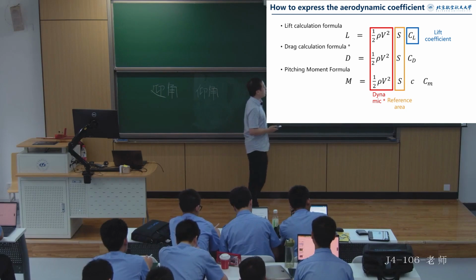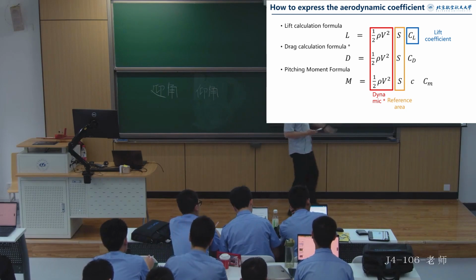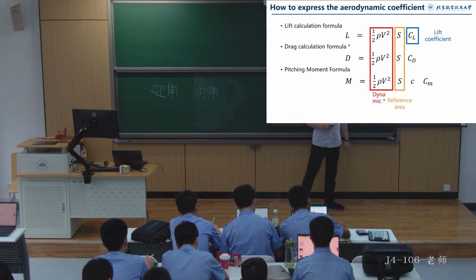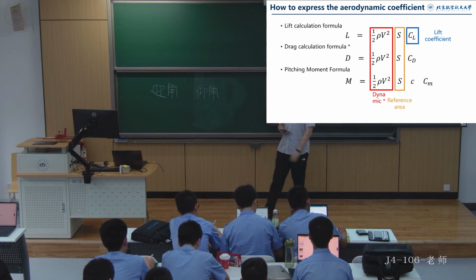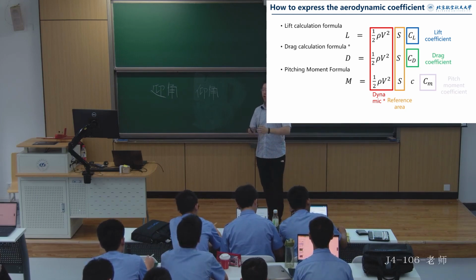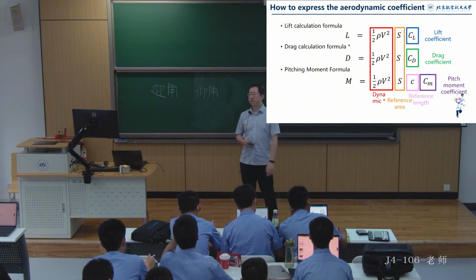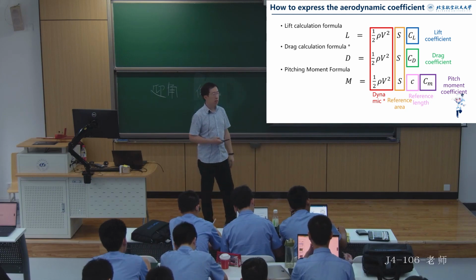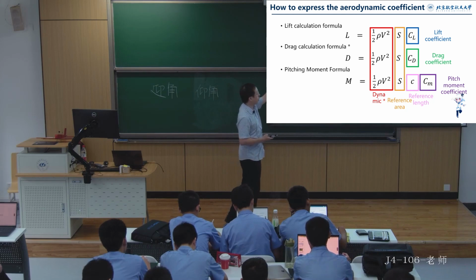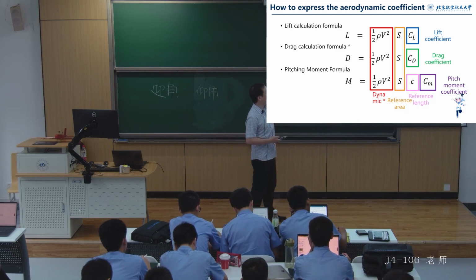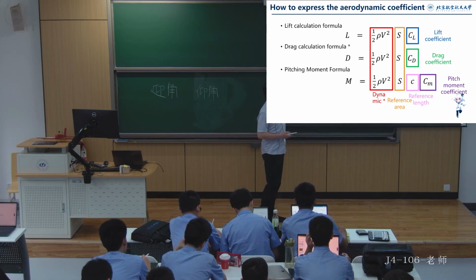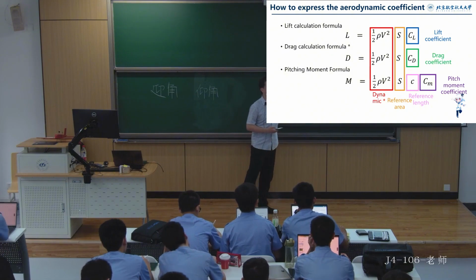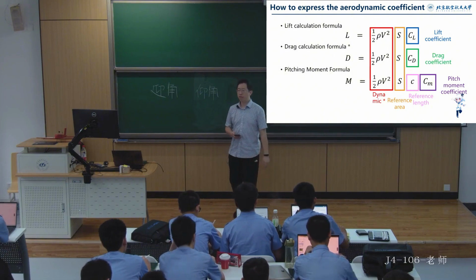Then, the second term, this S, refers to the reference area. What is the reference area for our aircraft? It is usually the projected area of our wings. Then, for the following terms regarding lift and drag, there are respective lift and drag coefficients. And for the moment, about the aerodynamic center, there is a very important coefficient, which is the pitching moment coefficient.